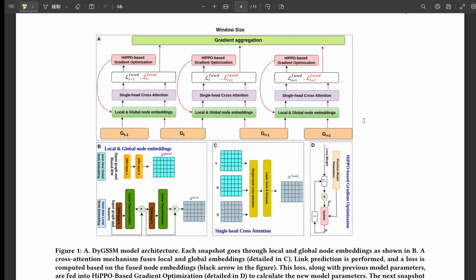What's their big idea? DyGSSM's first really key innovation is what they call a multi-view approach. The core idea is simple but powerful. Capture both local and global features concurrently within each snapshot. Okay, multi-view. Like having two cameras running at the same time. Sort of, yeah.